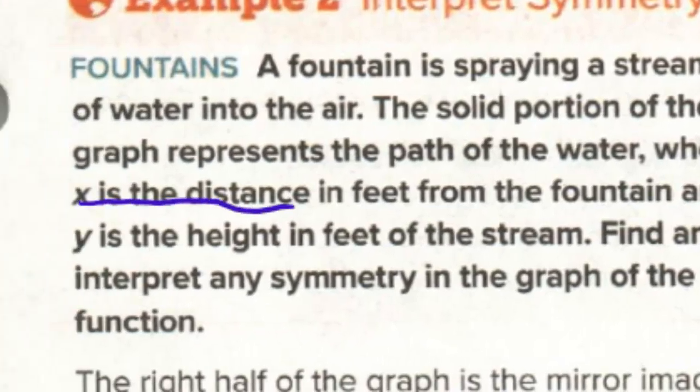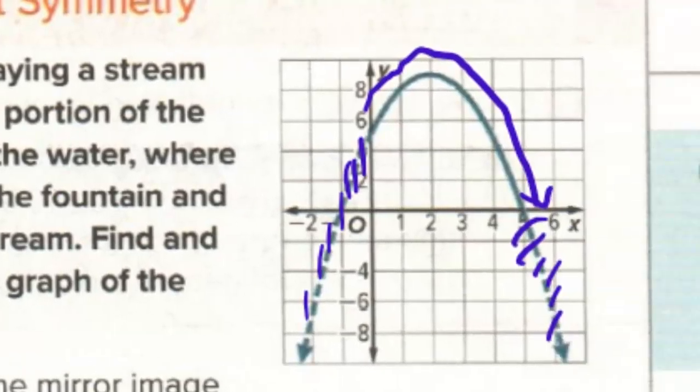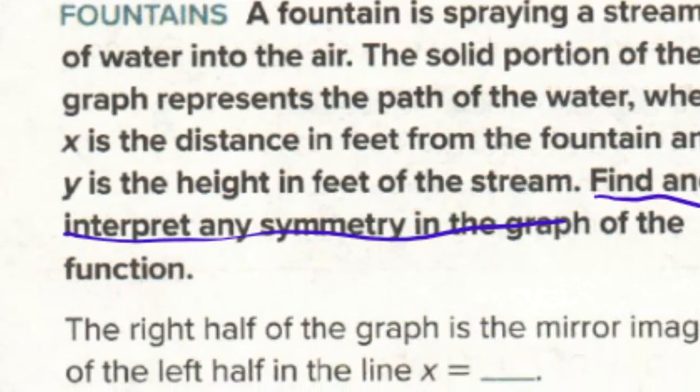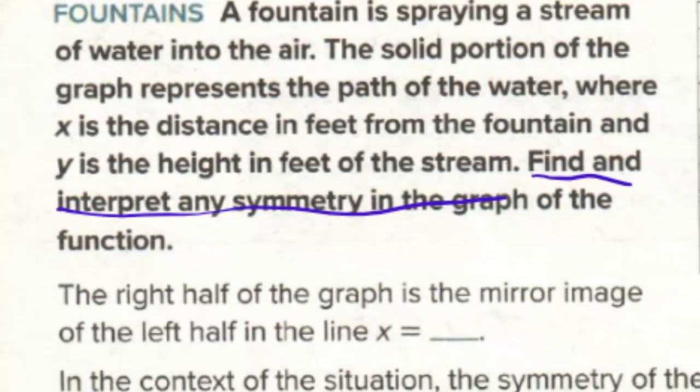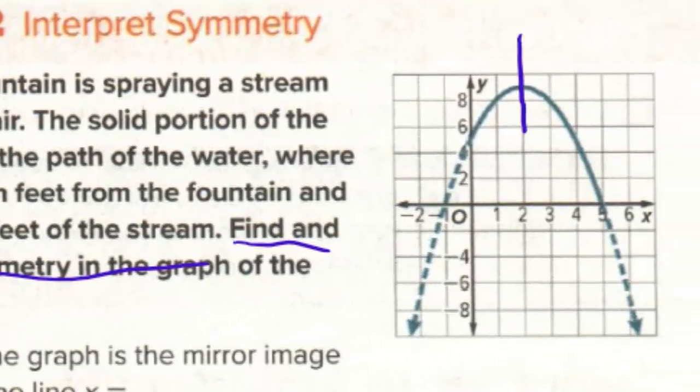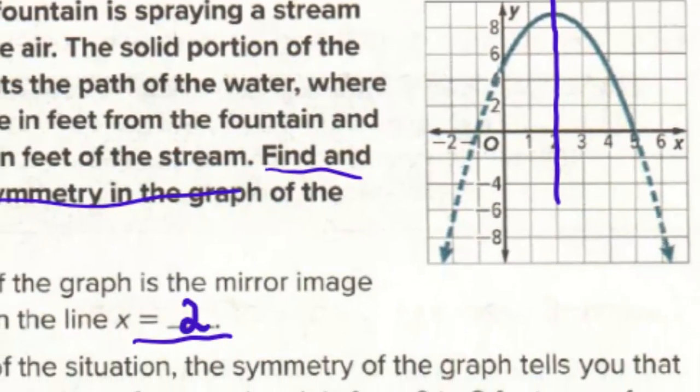Now they're telling us that x is the distance in feet from the fountain. So x is the distance this way in feet. And y is the distance in feet vertically that the fountain is above the ground. So y is going this way in feet above the ground. So they want us to find and interpret any symmetry in the graph of the function. The right half of the graph is a mirror image of the left half in the line x equals. So we're looking down here. And it looks like it has line symmetry right here. And that goes to the 2. So x equals 2, and that's 2 feet.